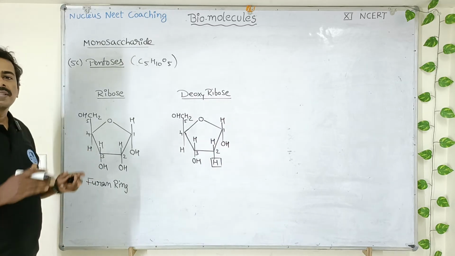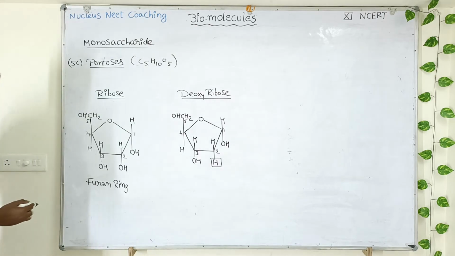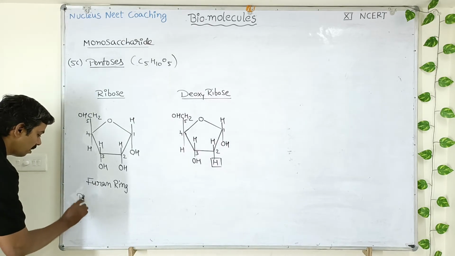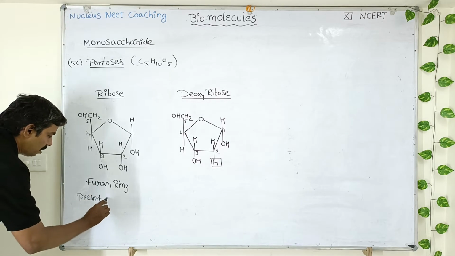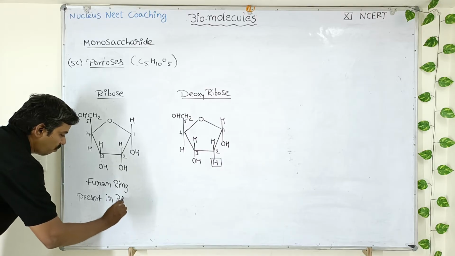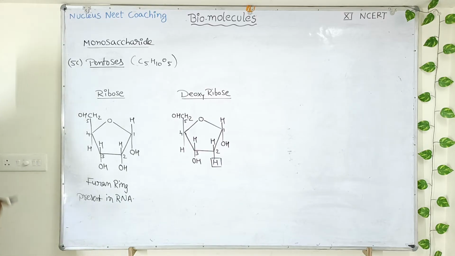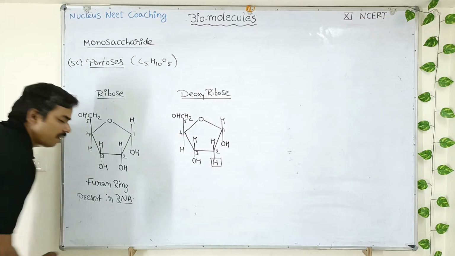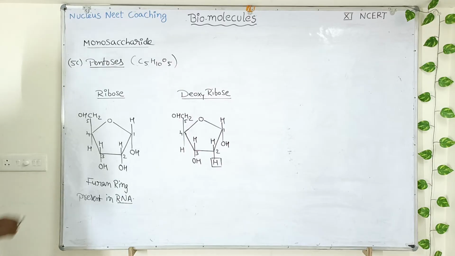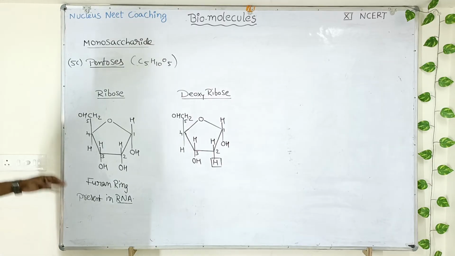Ribose sugar is present in RNA. It is present in which nucleic acid? It is present in RNA. What is the full form of RNA, students? Ribonucleic acid. So ribose is a component of RNA.